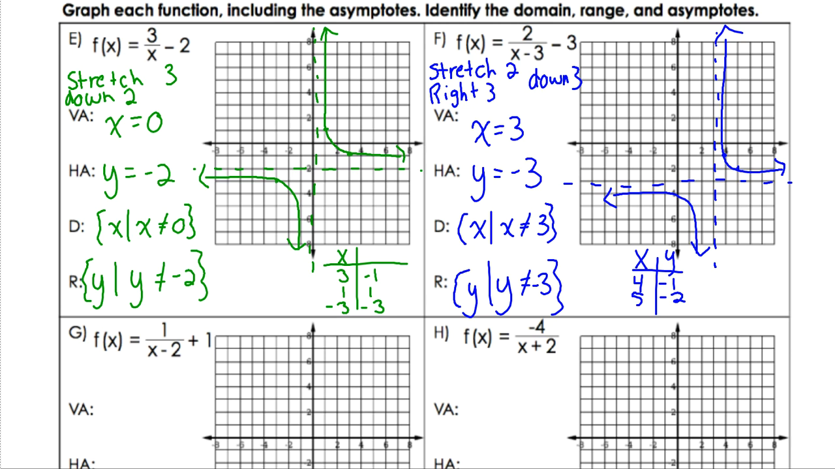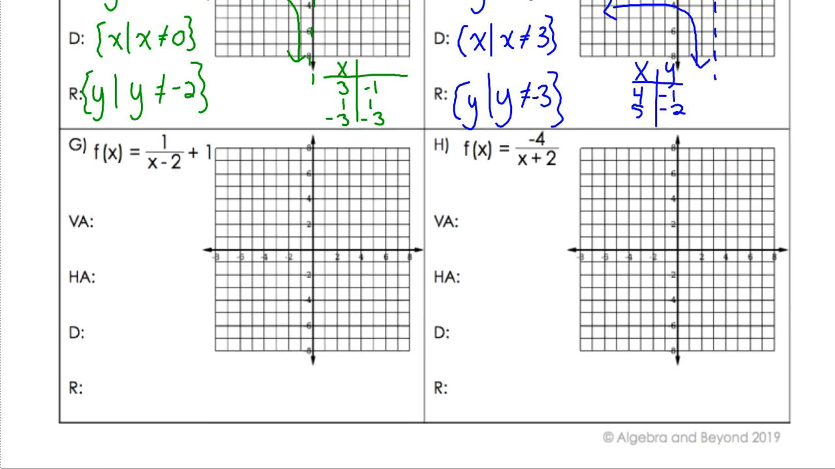All right, so let's look at our last two here. So for g, we have a function of 1 over x minus 2. So that is a shift right 2. And then I have a shift, or a k value on the end of plus 1. That's going to be a shift up 1. So that tells me that my vertical asymptote is at x equals 2. So my x value cannot be 2 because that would cause me to divide by 0, which is not allowed. And my horizontal asymptote, the output that I'm never going to get, is going to be at positive 1.